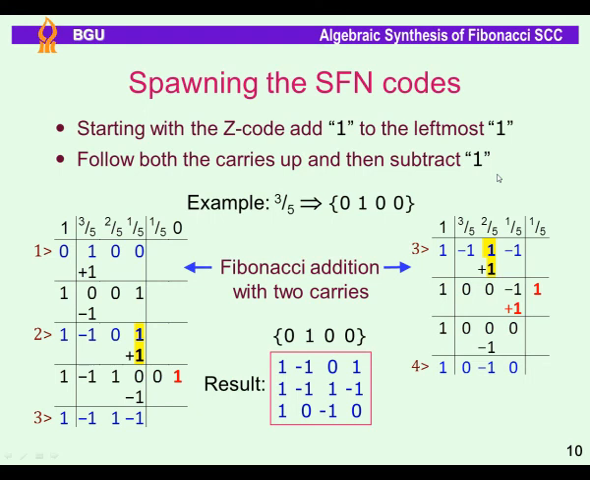As an example, we spawned 3 SFN codes for 3/5 from the Z code 0100. Note that operating a 3 in the second code leads to the overflow, which can be disregarded. Another overflow takes place when 1 is added to A2 in the third code. This overflow is simply added as 1 to A3 and annihilates it.